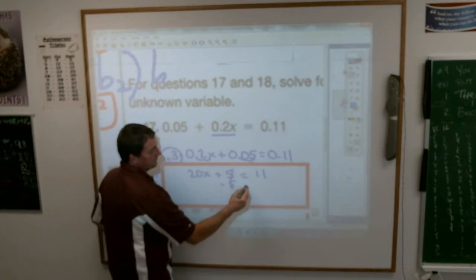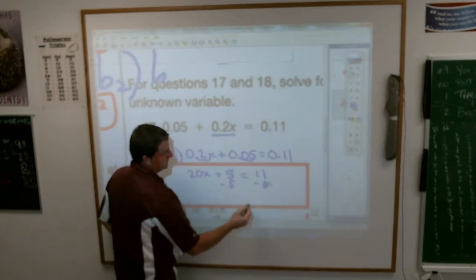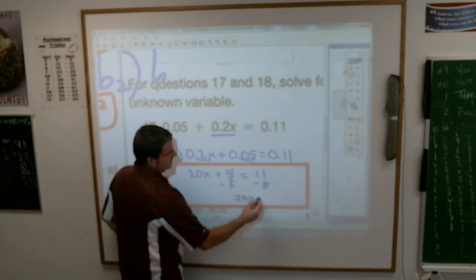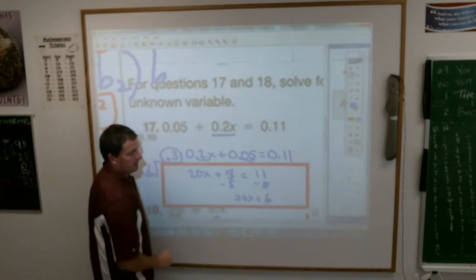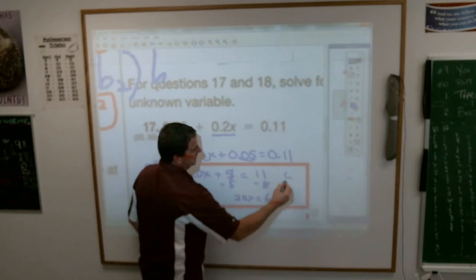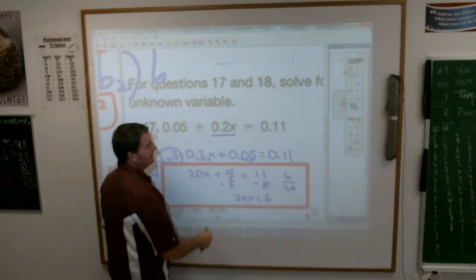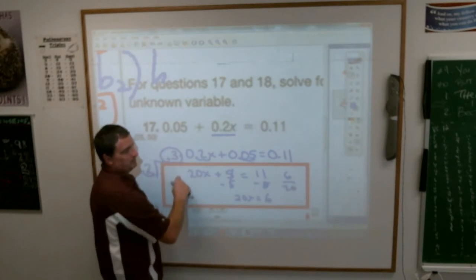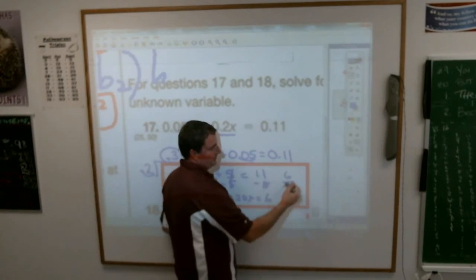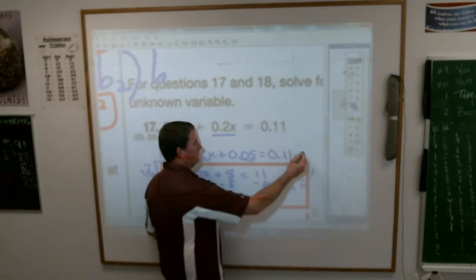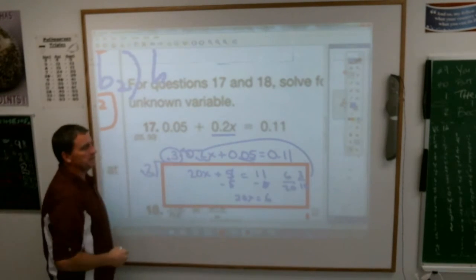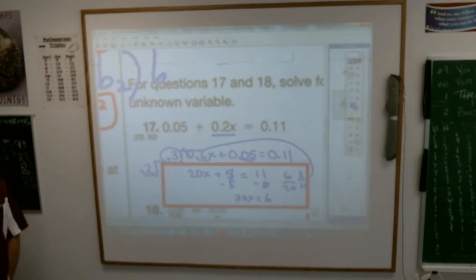Subtract 5. Subtract 5. You end up with 20x equaling 6. You're going to divide by 20, and believe it or not, 6 over 20 is the same exact thing as 0.3. Because you're going to cut this in half, you get 3/10, and that's what this is, 3/10. And if you would have cried to me, I'd have said yes, I'll give it to you, but since it was in decimal form, the answer should be in decimal form. Just makes it a lot easier to work with.